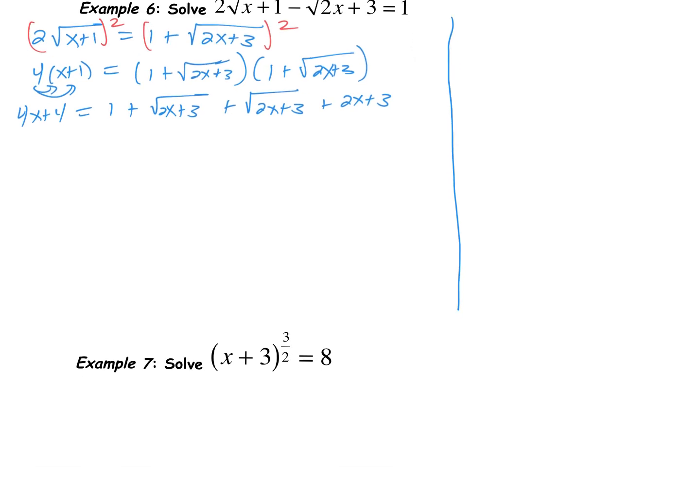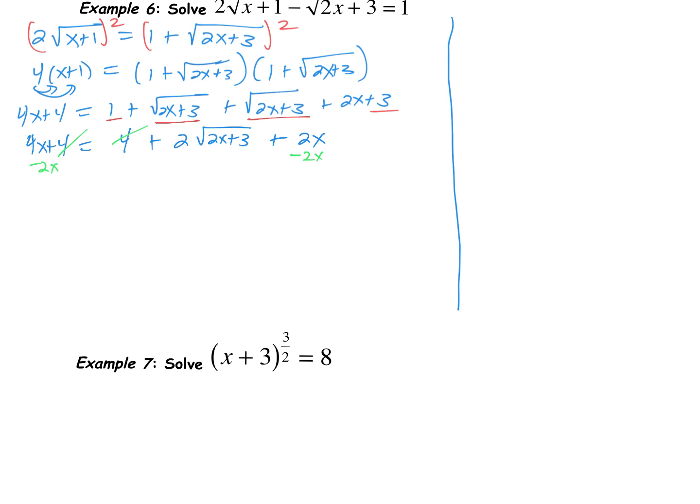So on the right side, I can add the 1 and the 3 together to give me 4. So the left side, I have 4x plus 4. On the right side, the 1 plus 3 gives me 4. And then I have square root of 2x plus 3 plus the square root of 2x plus 3. That gives me 2 times the square root of 2x plus 3. And then I still have plus 2x. At this point, I can subtract 4 from both sides of the equation, so those 4's are gone. And I can also subtract 2x from both sides of the equation.